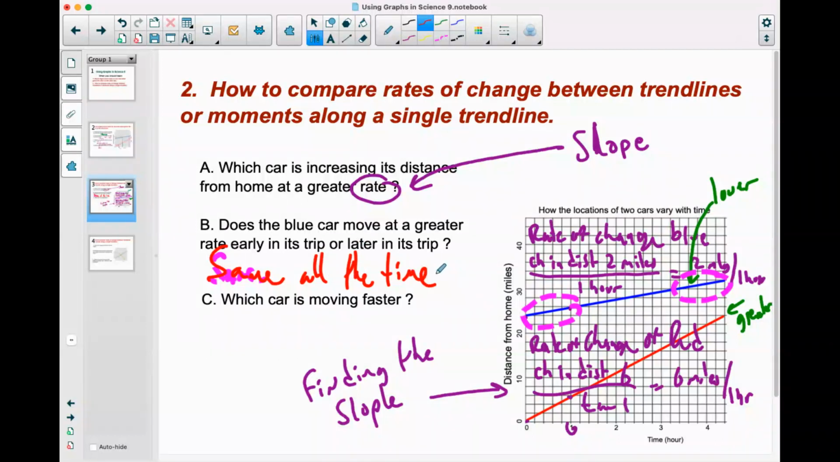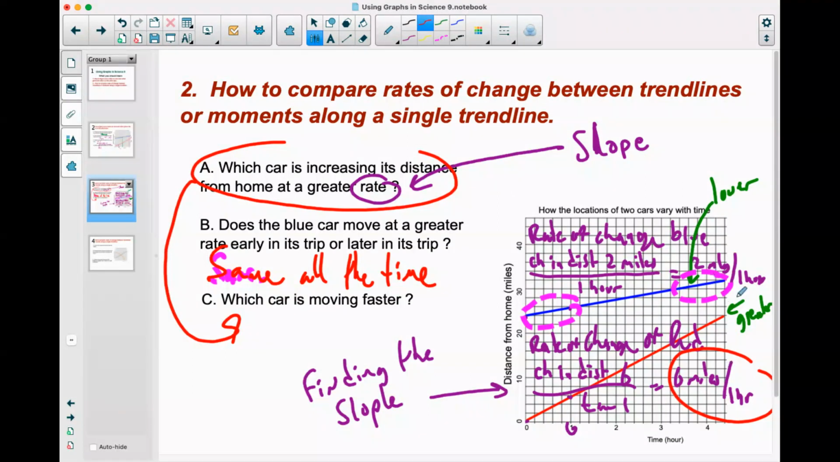And the same thing is true for the red car, because the slope of the red car's graph is always the same. At no point is it steeper than some other point. And then lastly, which car is moving faster? Well, this question, which car is increasing its distance from home at a greater rate, is the same thing as saying which is moving faster. You might be able to tell that by miles per hour. And so the red car is moving faster.